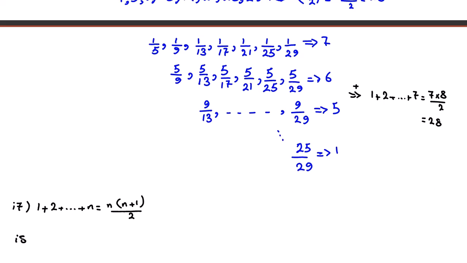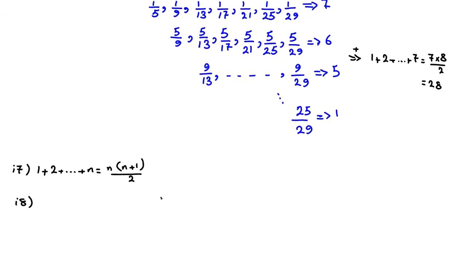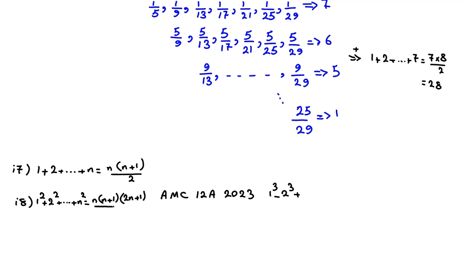Also, you should memorize some identities. For example, these two identities were useful in AMC 12A 2023. We had a problem related to something like this, 1 cubed minus 2 cubed plus this. You could solve it in two ways. One way is to use this second identity, the sum of n squared, which is n times n plus 1 times 2n plus 1 over 6. Identity 9 is to use 1 cubed plus 2 cubed to n cubed equals n times n plus 1 over 2, whole squared.